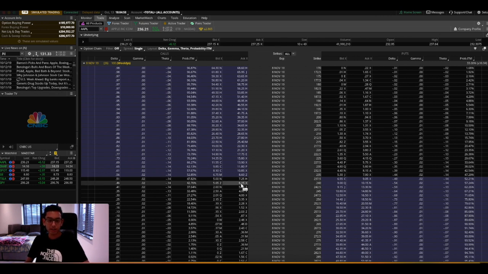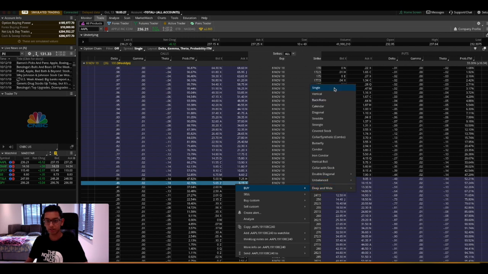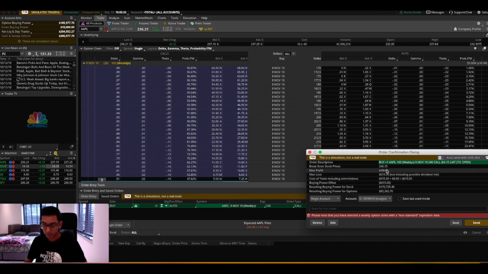But there's also a break even, because since you're paying $6.15 per share, the break even for you to actually start making money will not be 240. Apple has to go to 246 in the next 26 days. So that's a $10 move, and that's because you're also paying this premium of $6.15. So let's say I want to buy this call. Then I'll just do single. And as you can see, your break even will be $246.15.